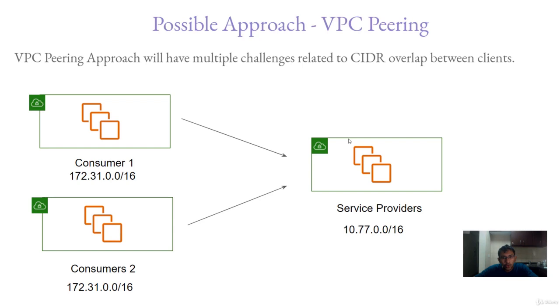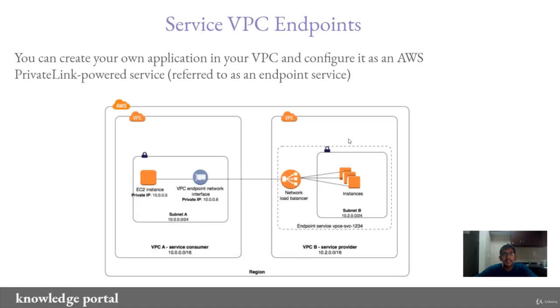So in order to overcome this specific challenge, AWS has introduced a feature called service VPC endpoints. What would happen in this type of architecture is that the EC2 instance would make use of an interface endpoint, and from the interface endpoint, the traffic goes to the network load balancer, and from the network load balancer, it goes to the set of instances of a service provider. So there are two important constructs here. One is the consumer and second is the service provider.